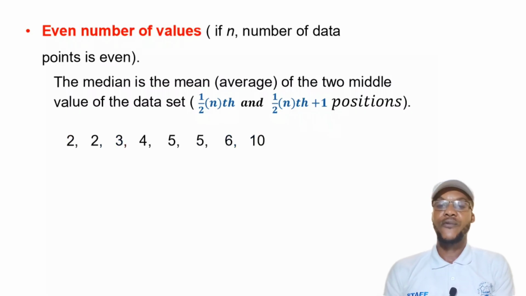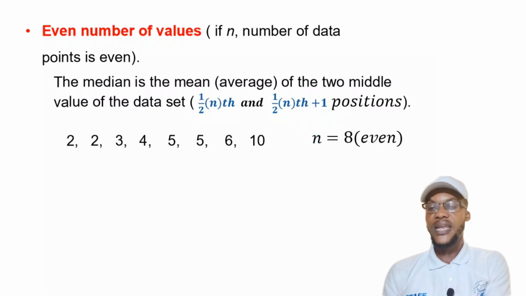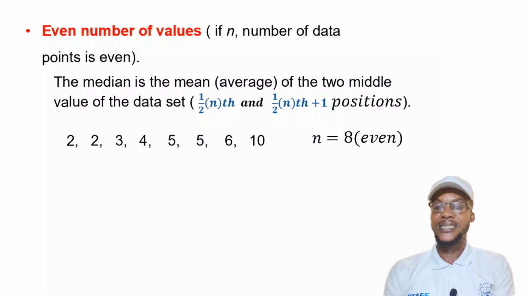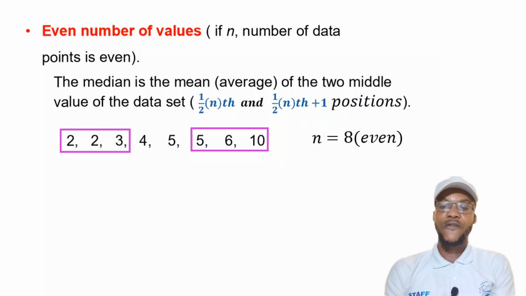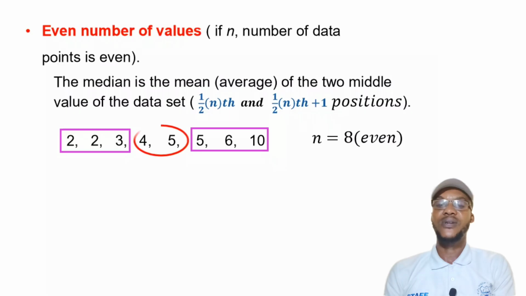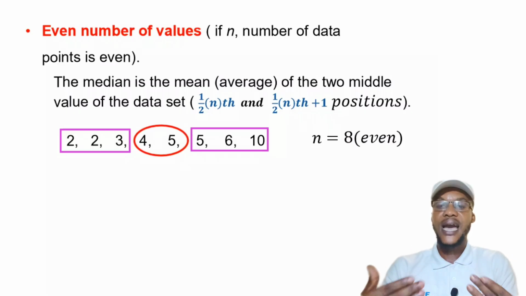Okay, so let's take this example. Already it is arranged, so no need to arrange them again. Once it is arranged in the question, then we find n, which is 8, and that is even. So we identify the two middle numbers. You realize that we have 3 numbers at the left side, 3 numbers at the right side, but we don't have 3 numbers in the middle, we have only 2 numbers left. So it means that these 2 numbers are the middle numbers. So once you find that you have 2 middle numbers, you have to find the average of these 2 numbers.